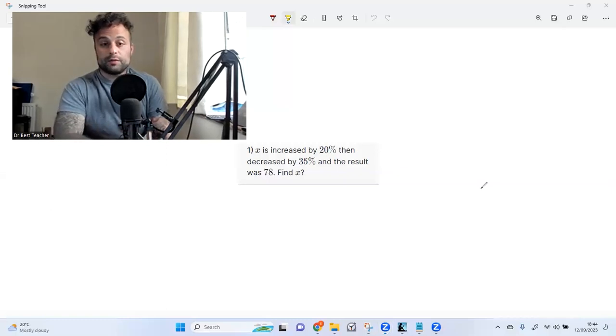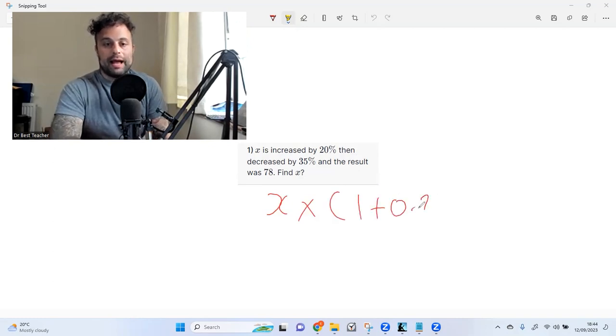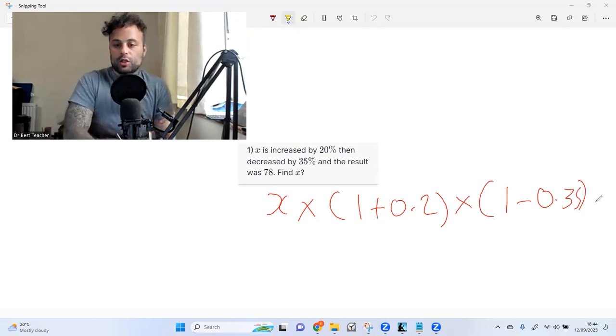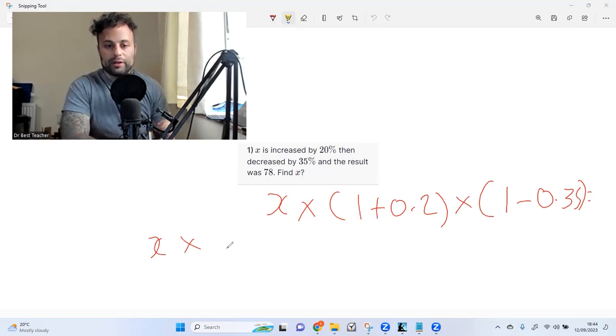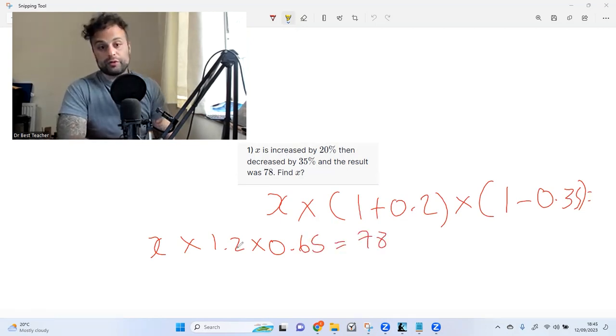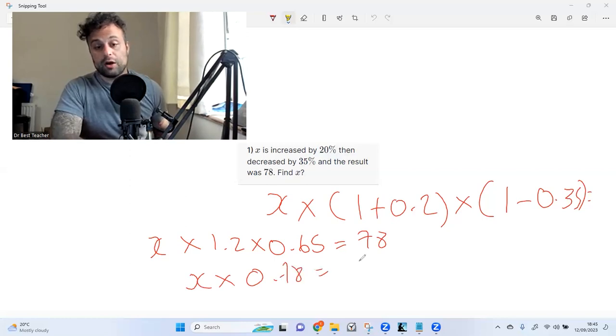So this is another question. X is increased by 20%, so I'll just do 1 plus 20% as a decimal, 0.2, and then decreased by 35%, so I'll just do 1 minus 0.35. And then they tell me the answer is 78. So X times 1.2 times 0.65 should give me the answer 78. So the thing I'm now going to do is 1.2 times 0.65. So X times 0.78, and that will give me the answer 78.